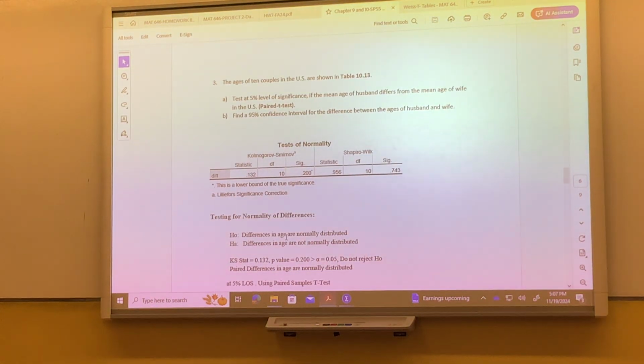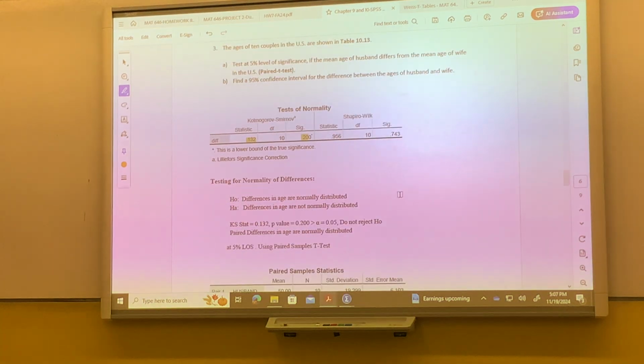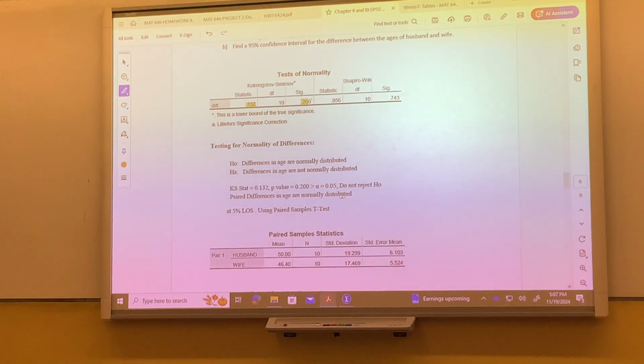Now you're going to do: differences in age are normally distributed, differences in age are not normally distributed. This is the K statistic. That's the p-value. Sig is significant, that's a p-value, which is greater than alpha. Alpha was 0.05 in that problem. Do not reject the null. That means keep the null. That means this is the one that you're going with. Keep the null. So at 5% level of significance, paired differences in age are normally distributed.